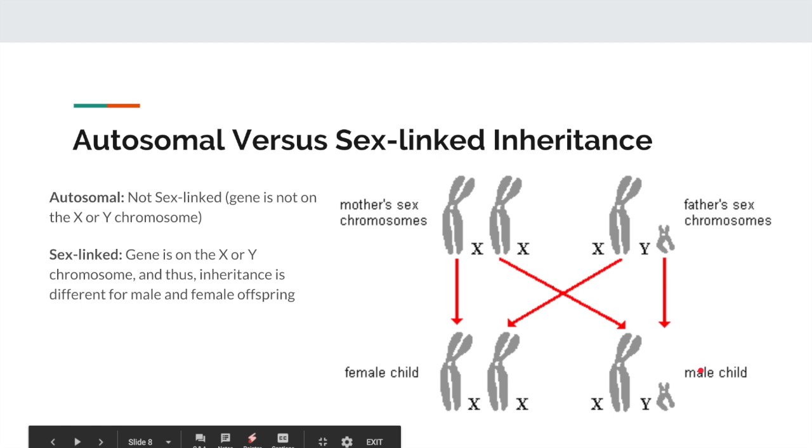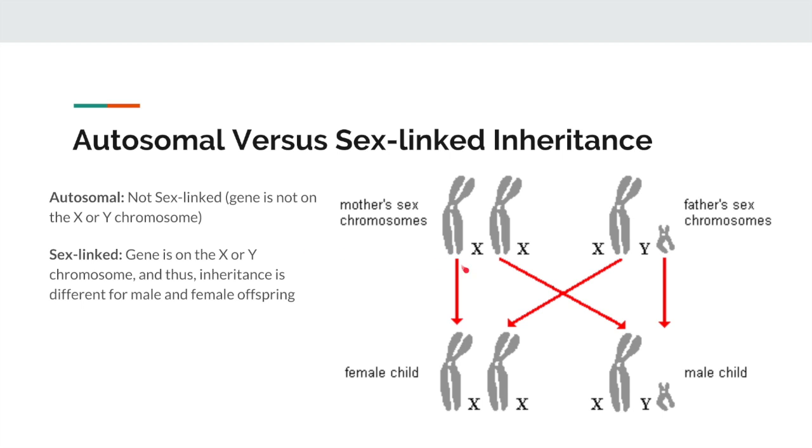So now we'll look at autosomal versus sex-linked inheritance. Autosomal is really just your regular cells, so it's anything that is not sex-linked, just regular inheritance. Whereas sex-linked, on the other hand, is when the gene that we're talking about is on the X or the Y chromosome. And as you remember, males have an X and a Y chromosome, and females have two X chromosomes. So as you can see, the inheritance patterns are going to be different for males and females in this case if a gene is on one of those chromosomes.